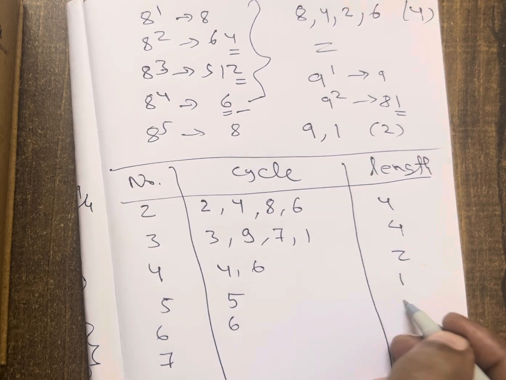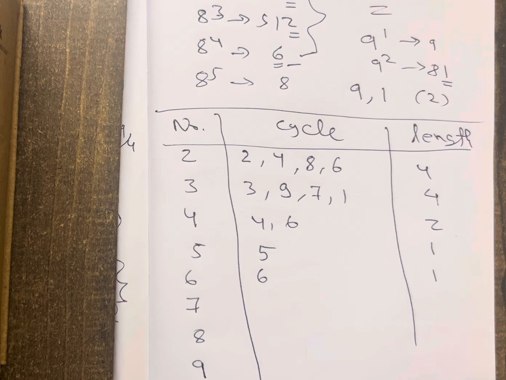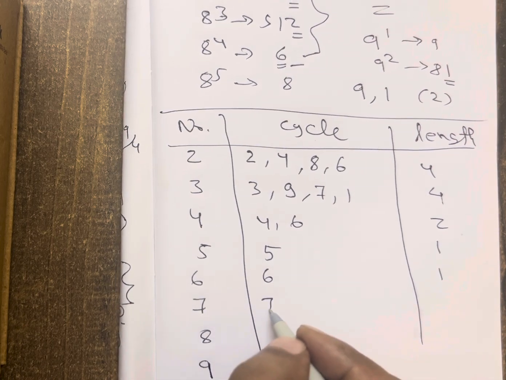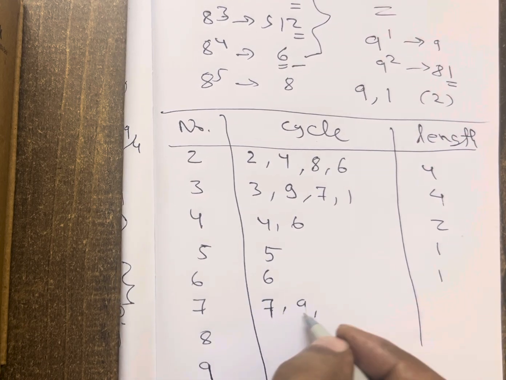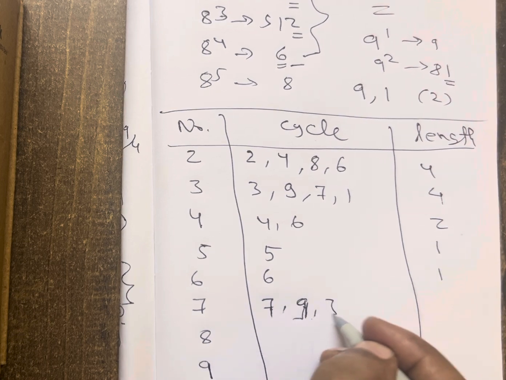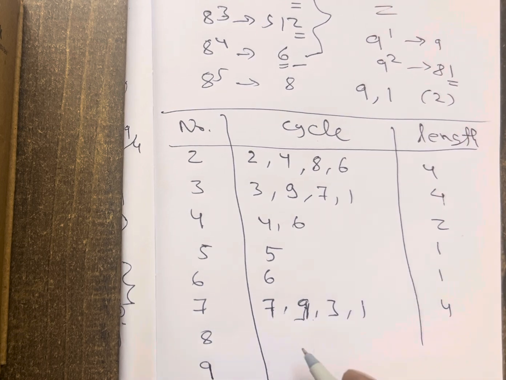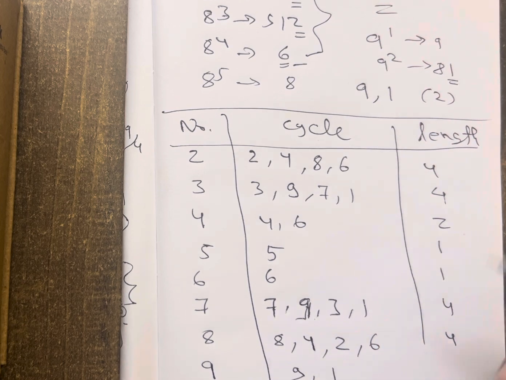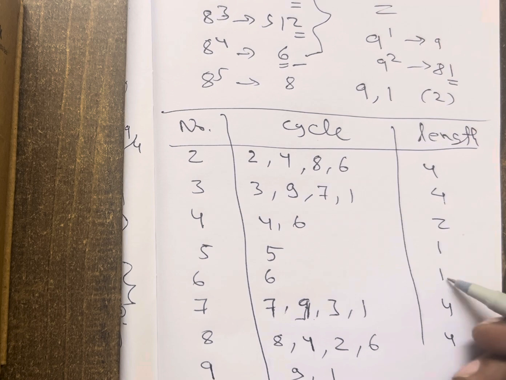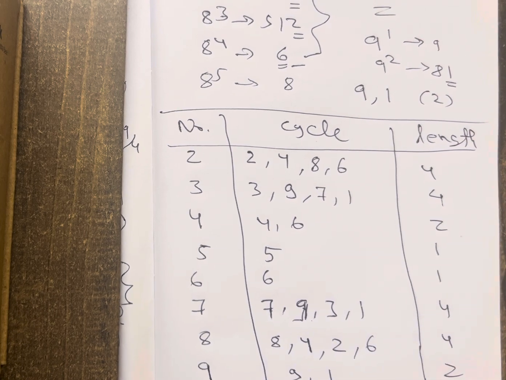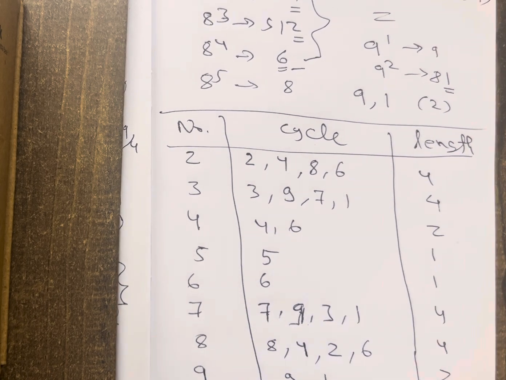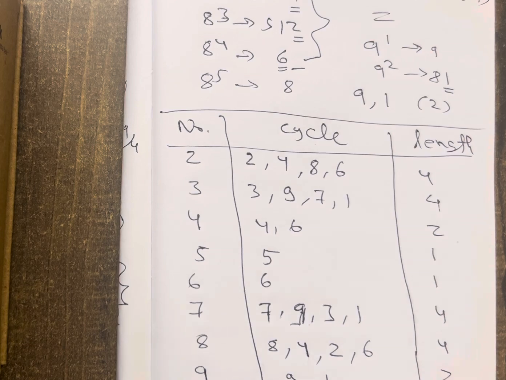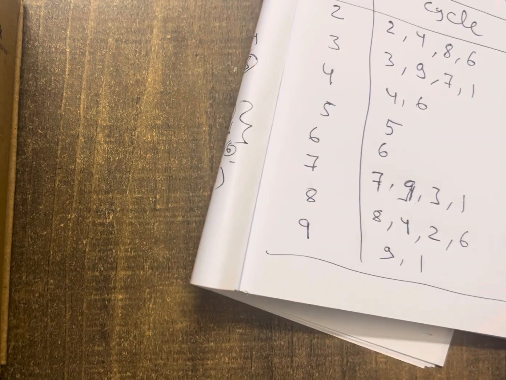6 always 6, length is 1. Then coming to 7, 7 has 7, 9, 3, 1, and length is 4. Then comes 8, 8, 4, 2, 6, and length is 4. 9 has just 9 and 1. So one pattern is 4, 4, 2, 1, 1, 4, 4, and then 2 again. Okay, so just remember this table. It is very simple, and keep applying it in your mock papers.